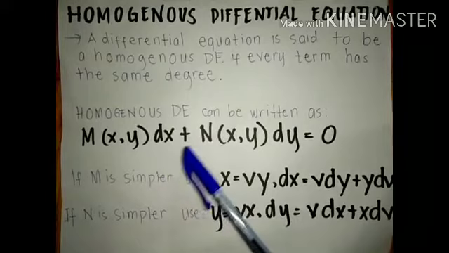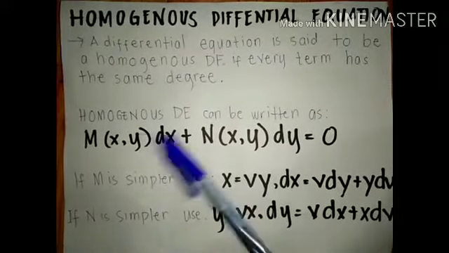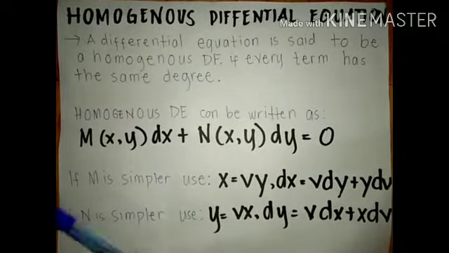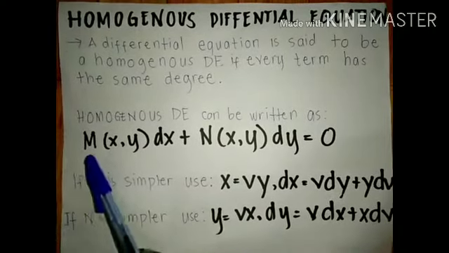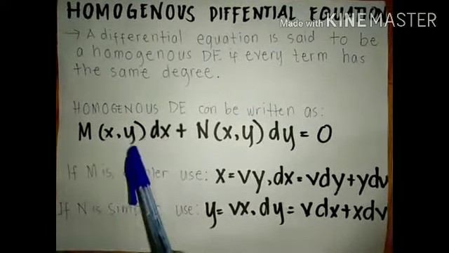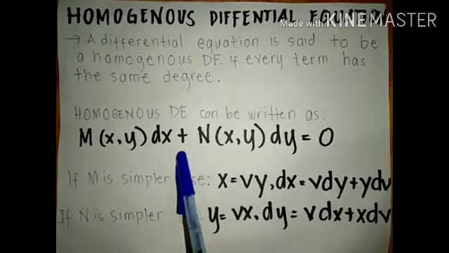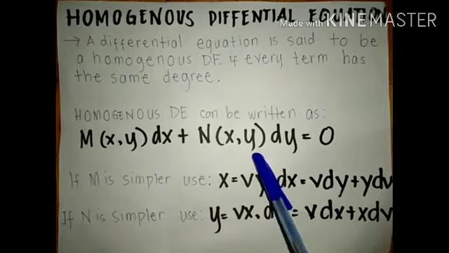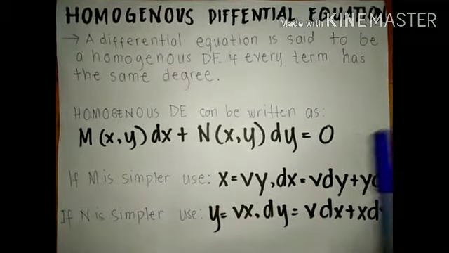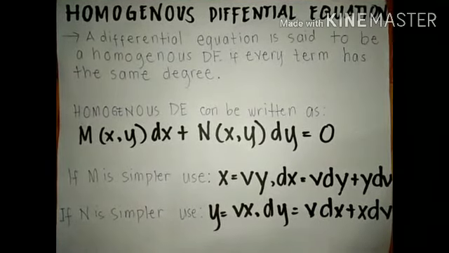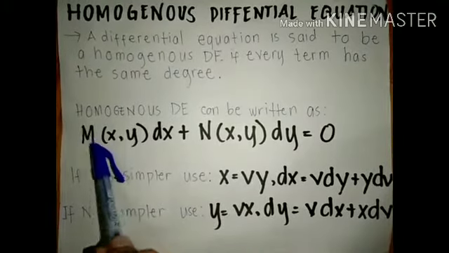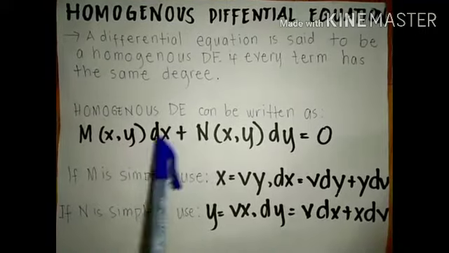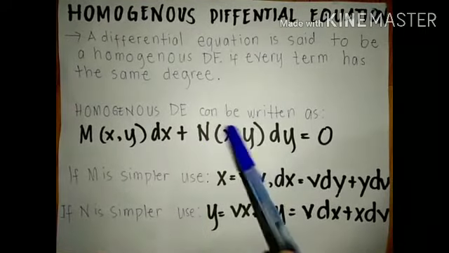So next, a homogeneous differential equation can be written as M, a function of x and y, dx plus N, a function of x and y, dy equals 0. So M is the term indicated with dx, then N is indicated with dy.